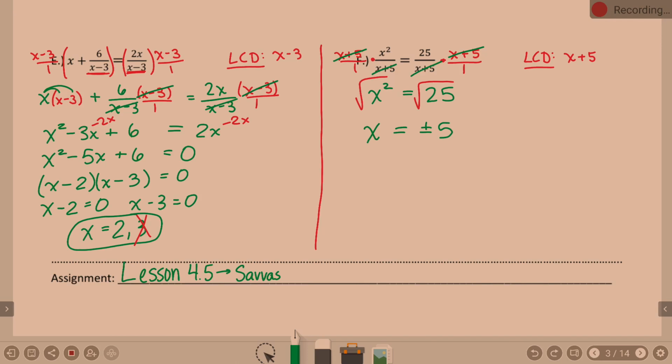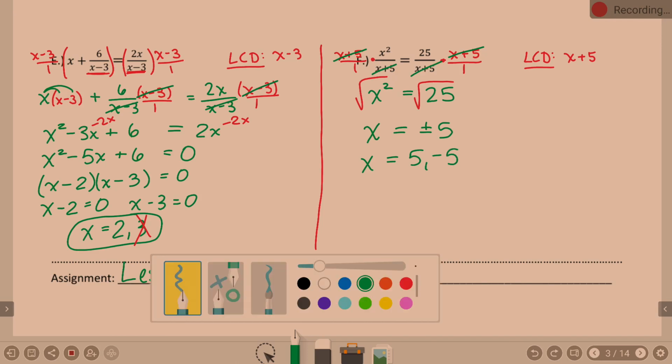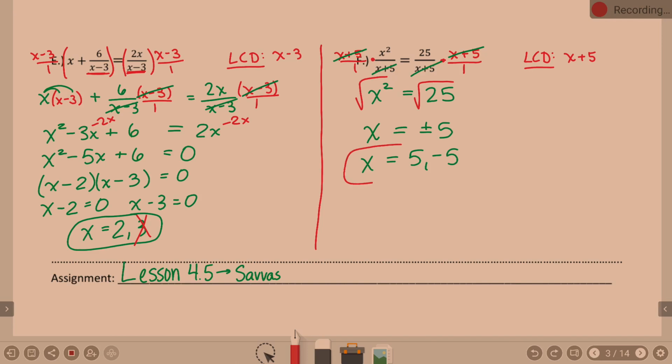Do those answers work? What do we know? If this is x plus 5, what's going to make it equal to 0? Negative 5 when you said equal to 0. So, out of habit, I totally wrote the negative plus or minus 5, but we've got to realize that negative 5 doesn't work, but 5 does. Okay?